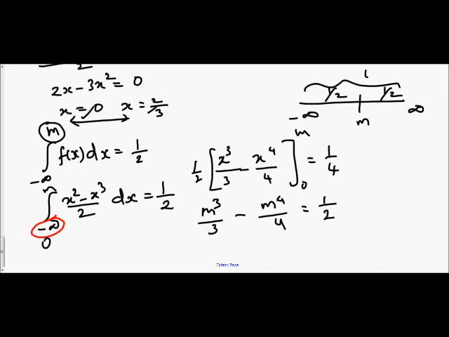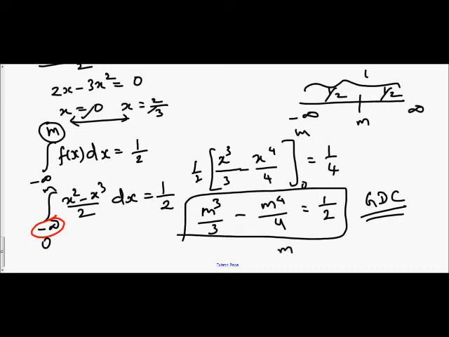And if it is not possible to do it manually, you can use the GDC to solve whatever equation you are getting with m. So you need to finally find what m is, which is the median of the given probability density function. How do you find variance for both discrete and continuous?